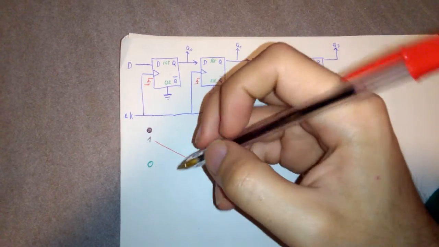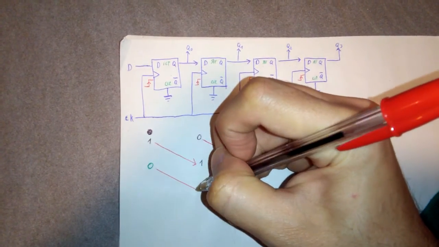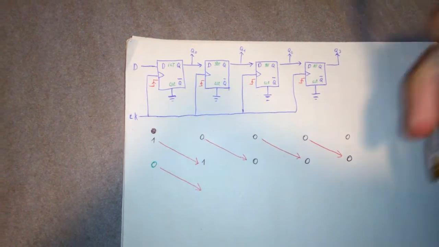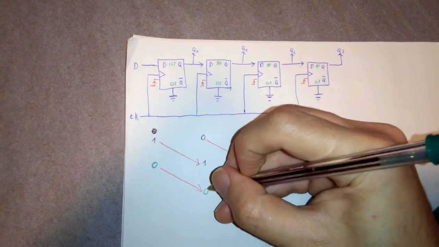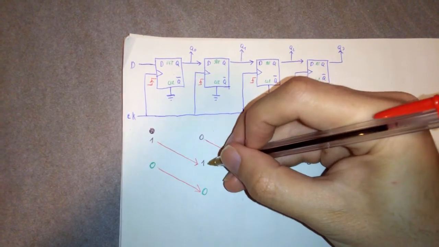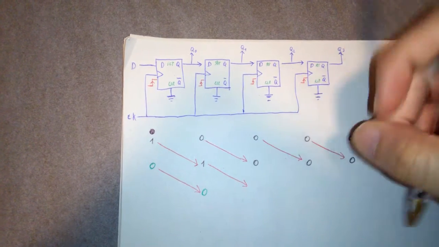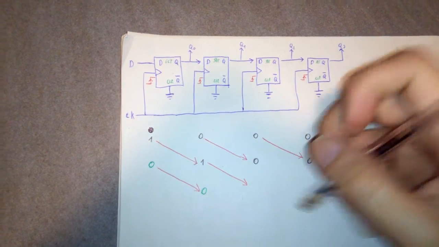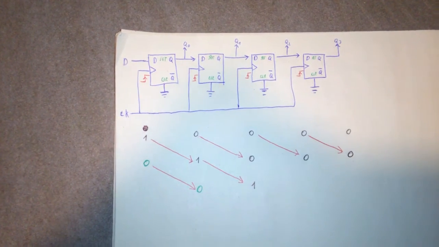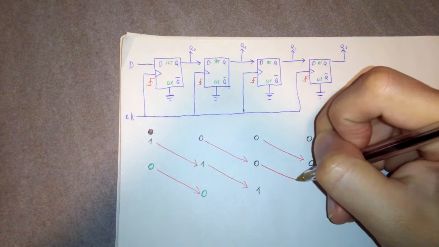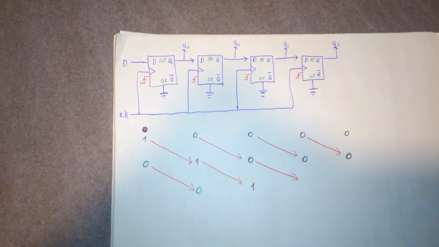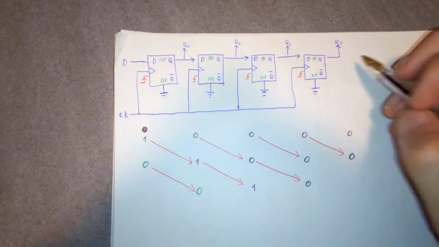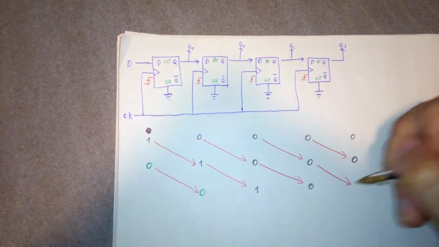So this 0 is essentially going to go from here to here. So we're going to get D0 here. And this one is going to go here. It's going to be passed through at the next clock cycle. So we're going to get 1. Then D0 is going to be passed through in the next clock cycle. We're going to get a 0. And again, D0 is going to be passed through here. And we're going to get a 0.